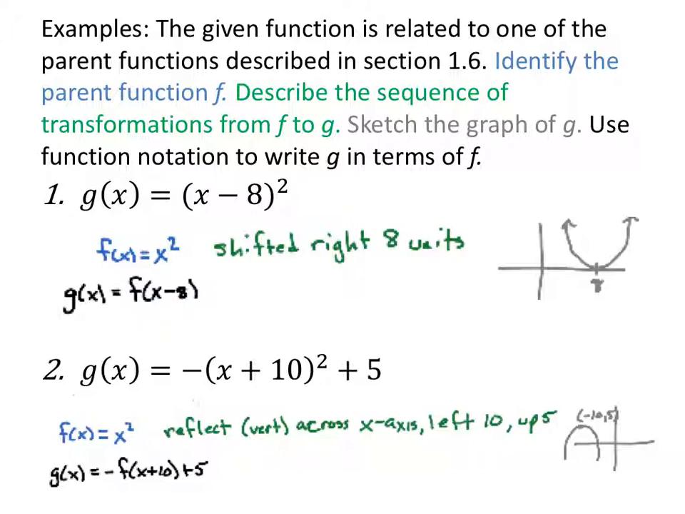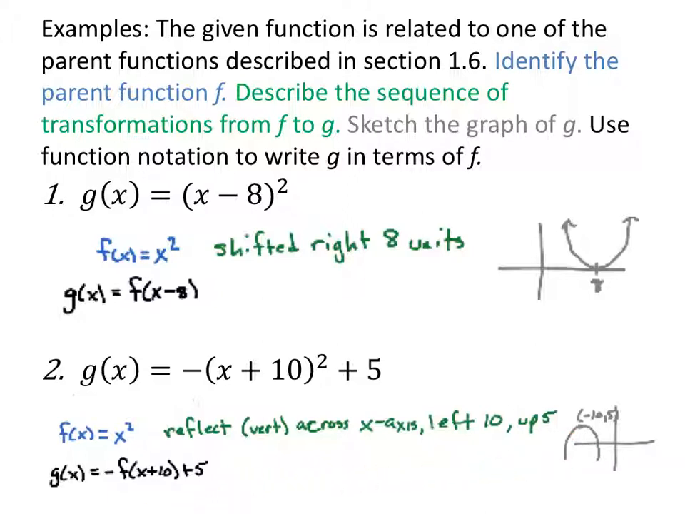Example 2, g of x equals negative, parentheses, x plus 10 all squared, plus 5. Again, this is a basic squared function, and then we've messed with it. How did we mess with it? We reflected vertically because it's on the outside. A vertical reflection goes across the x-axis as your mirror, right? Goes up, down. I've gone left 10 units. I've gone up 5 units, left 10 units, up 5 units, and reflected. It would look like this.